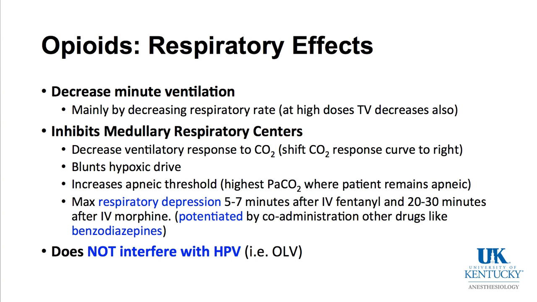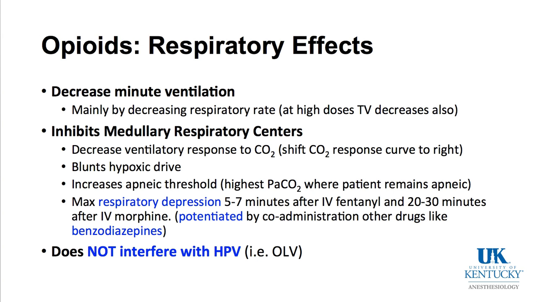What do opioids do to the respiratory system? Decrease minute ventilation, mainly by decreasing the respiratory rate. They also inhibit our respiratory centers such that our ventilatory response to carbon dioxide is impaired. There's a shift of the CO2 response curve to the right such that it takes higher levels of CO2 to stimulate the same levels of alveolar ventilation. It does blunt hypoxic drive, such that if you become hypoxic, normally you would hyperventilate, but if opioids are on board, you will not hyperventilate as much. The apneic threshold, which is the highest PaCO2 where the patient remains apneic, is higher when opioids are administered.